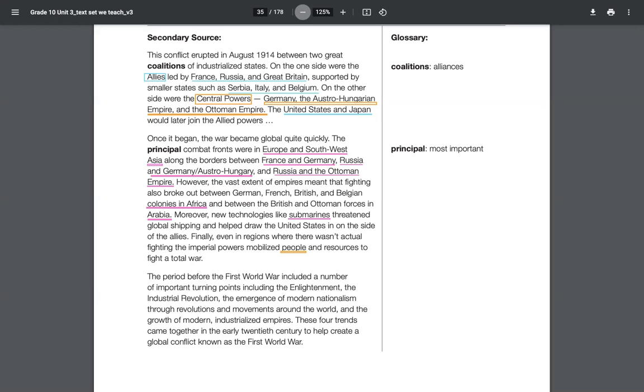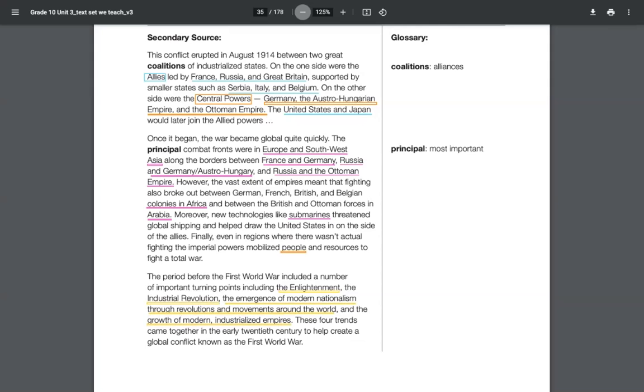Let's put this in a lovely yellow. We have the Enlightenment. We have the Industrial Revolution. We have the emergence as well of these modern nationalistic movements that happen through revolutions and other movements around the world. And then we have the growth of modern and highly industrialized empires as well, playing key roles here.